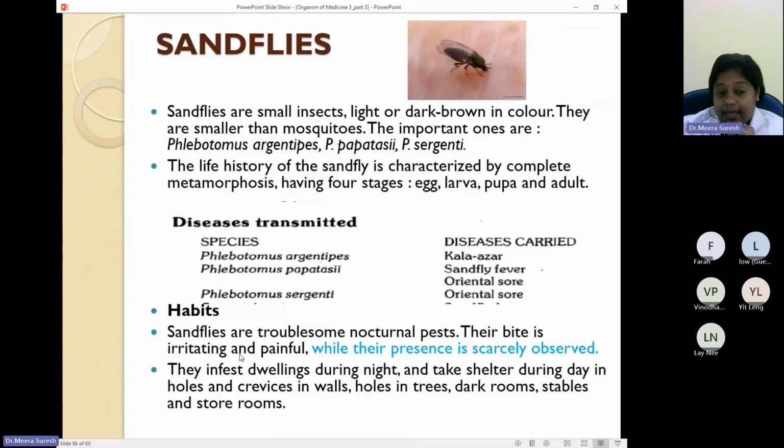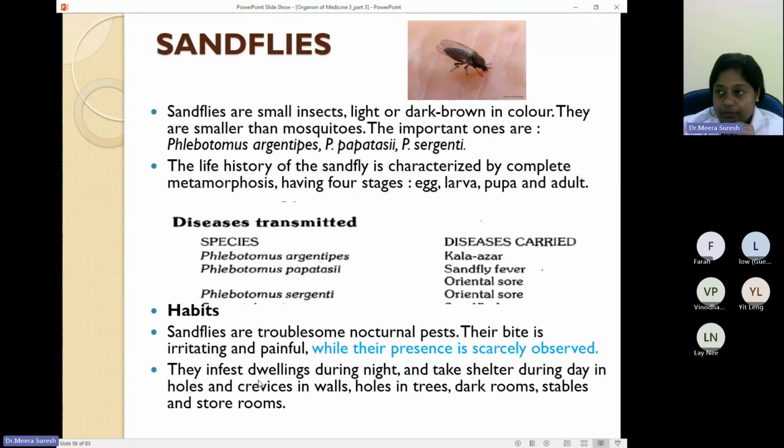Now their habits. It is usually a nocturnal pest. Their bite is very irritating and painful, while their presence is scarcely observed, because we told that it is smaller than the mosquitoes. So the bite will be quite irritating, but the presence is scarcely noticed. Usually they come out from their habitat only at night, because it is a nocturnal pest.